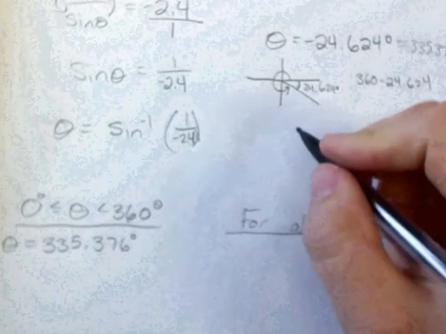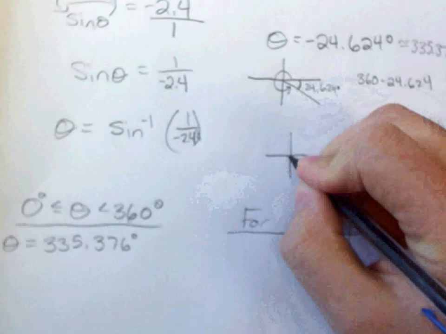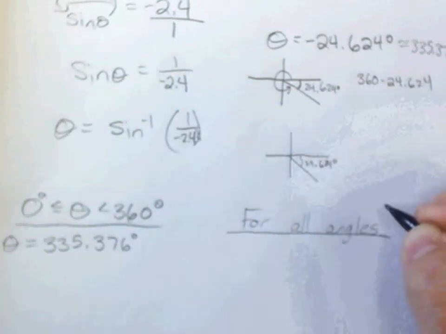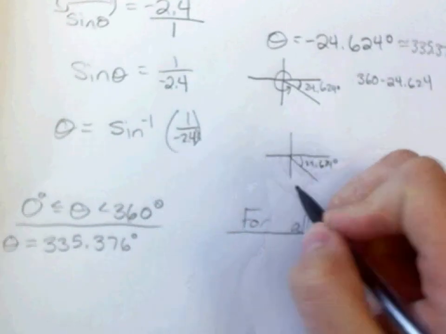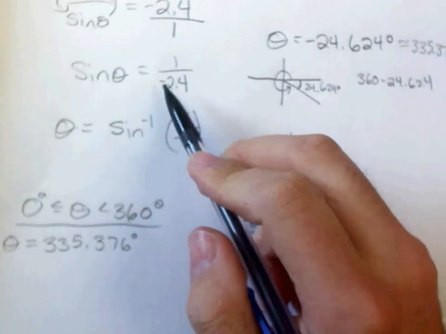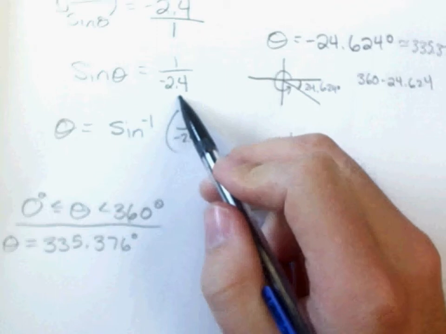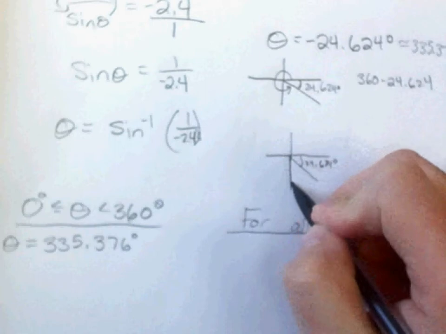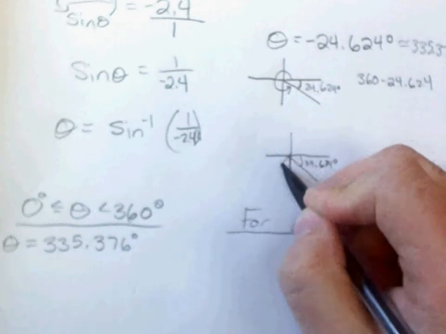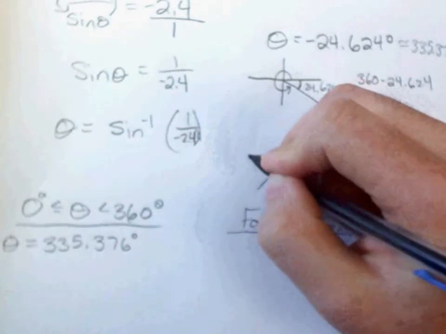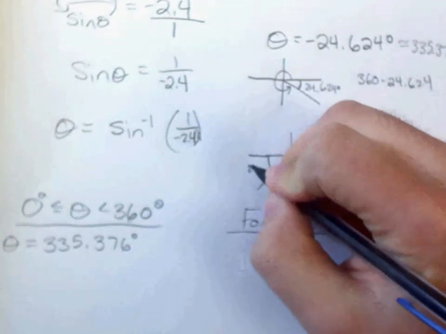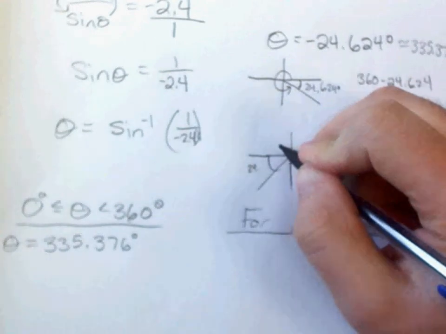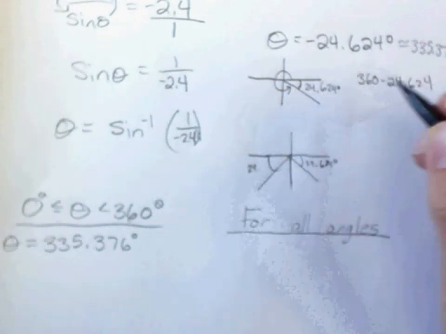Now, I need to figure out if this is a 24.624 degree angle, where is the other angle that gives me a y value of 1 over negative 2.4? Well, since it's y that we're talking about, we need to look at the y-axis, and we need to reflect this angle to the other side of the y-axis, which puts us in quadrant 3. Remember, sine means you will reflect over the y-axis, whether we're in quadrant 1 reflecting into quadrant 2, or quadrant 3 reflecting into quadrant 4, or I'm sorry, 4 into 3.